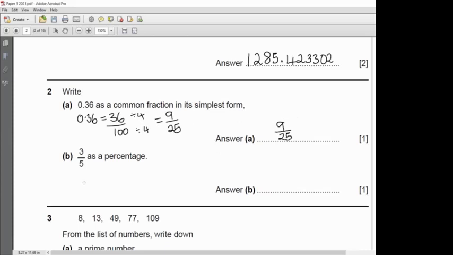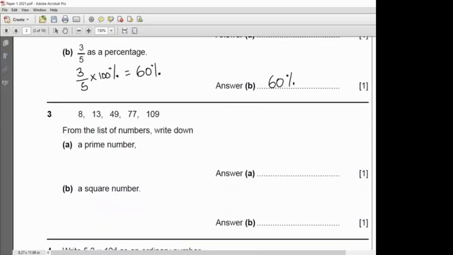Then 3 over 5 as a percentage, we just say 3 over 5, then you multiply by 100%. So this is equal to 60%. So this you can just do on your calculator.